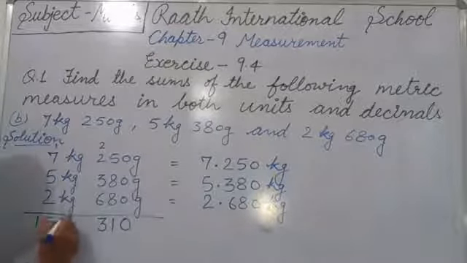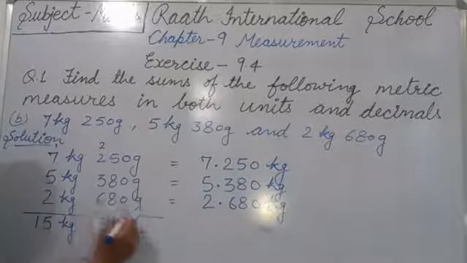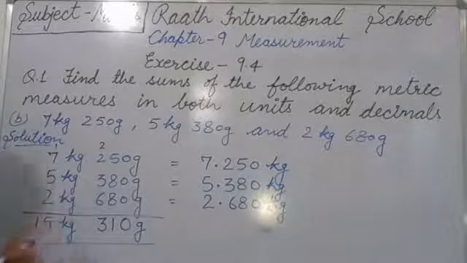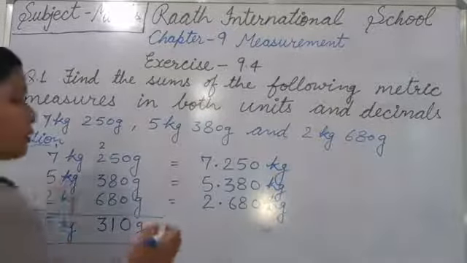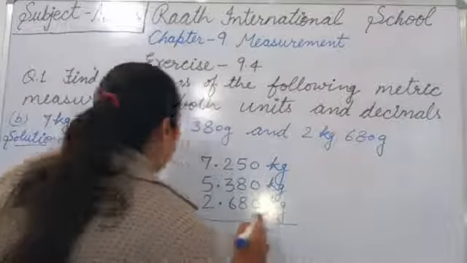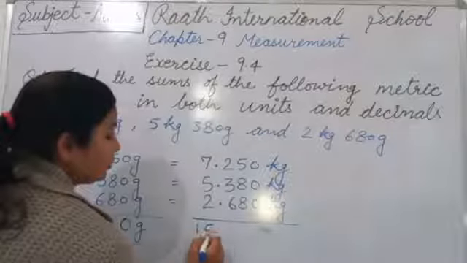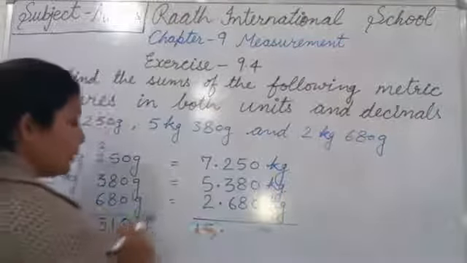So now 15 kg and 310 gram. Clear? This is your answer. Now here also when we do addition, we get the same answer. So in kg, 15.310.